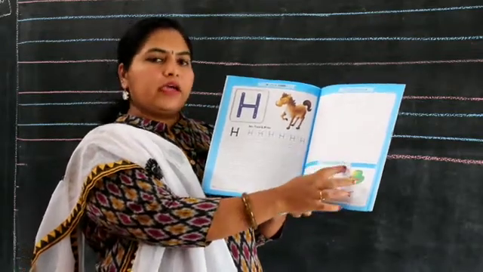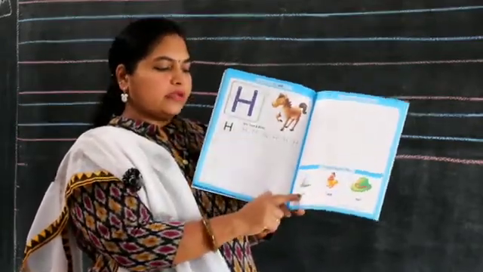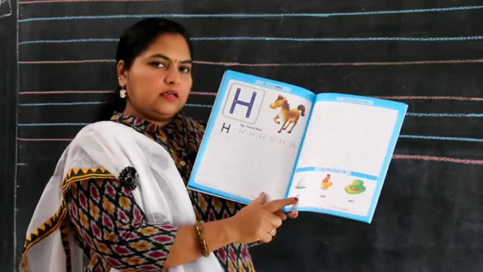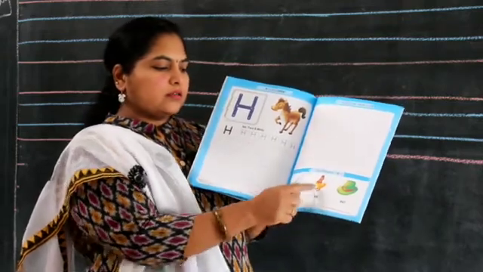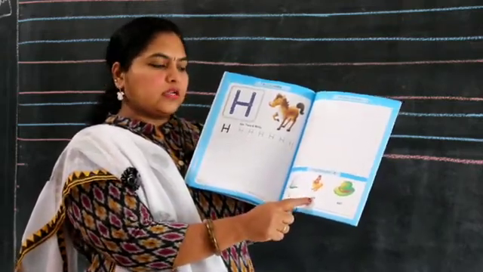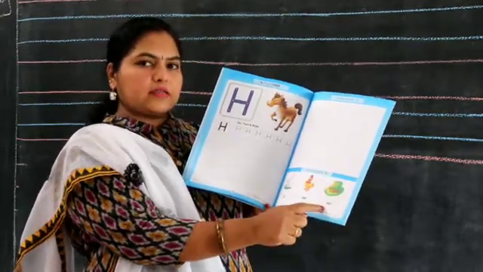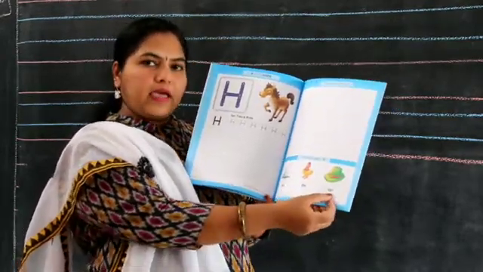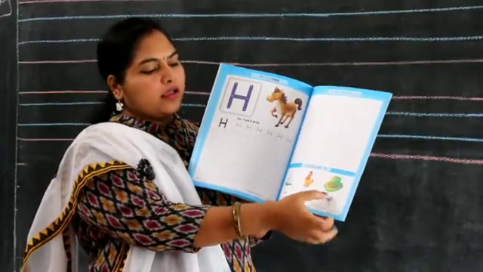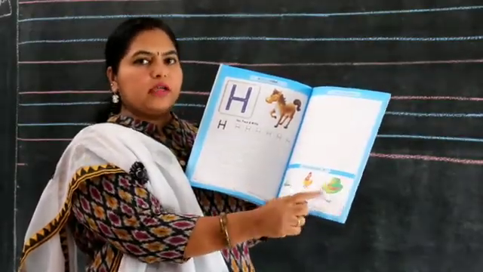Circle the letter H. So this is egg. Egg starts with the letter E, and so you can't circle that. Hen. Hen starts with the letter H, so you circle it. Then hat. Hat starts with the letter H, so H for hat, so you'll circle H.